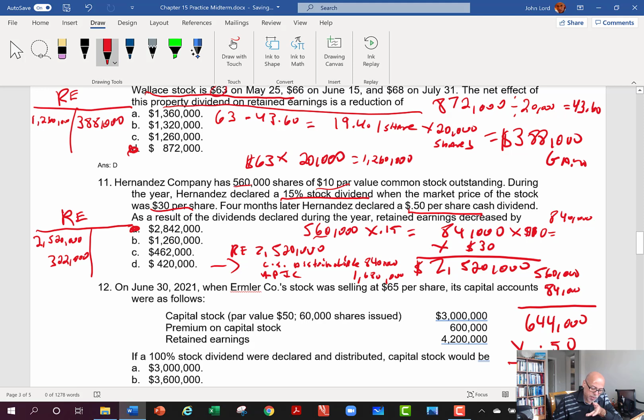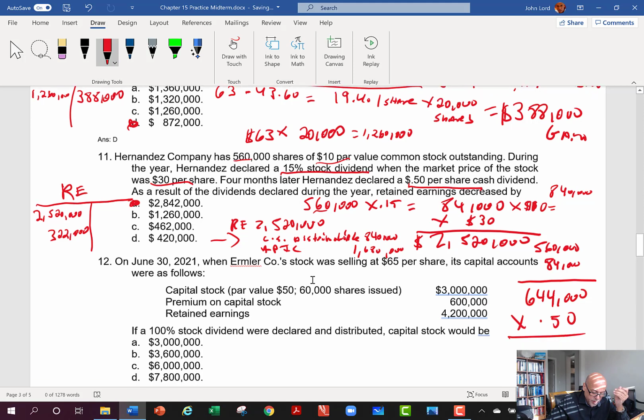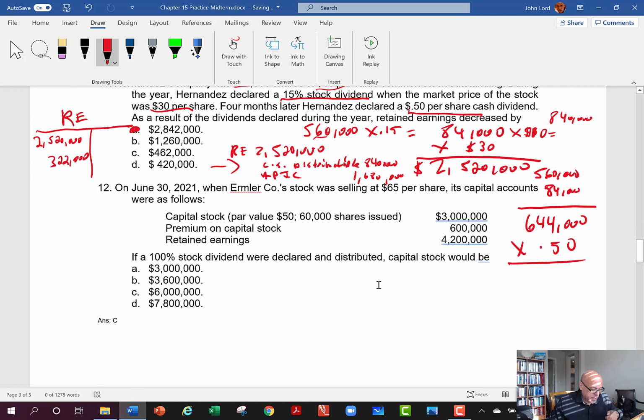One, the small stock dividend came out at the market price, and then when we issue the cash dividend 4 months later, you have to remember to include the additional number of shares that are outstanding at that point because of the stock dividend. That was the trick in that question. Okay, good. Let's take a look here now at number 12.